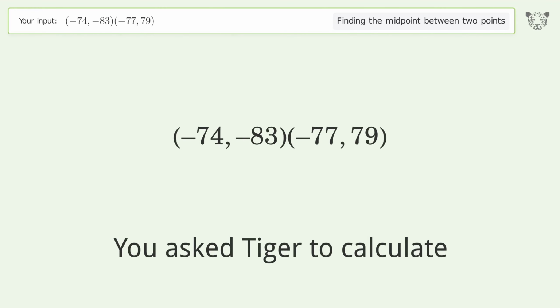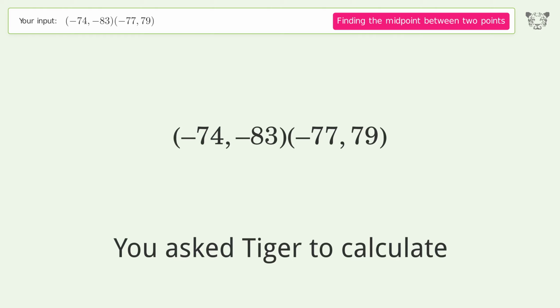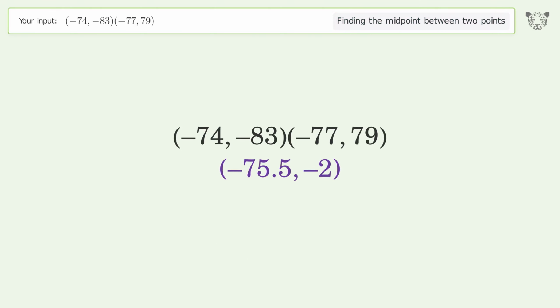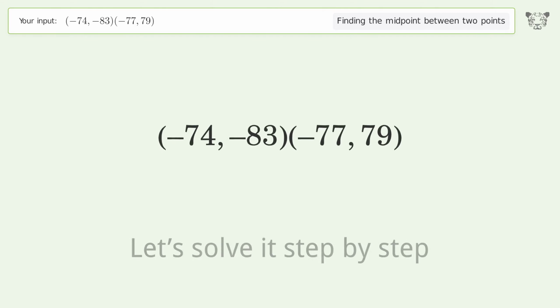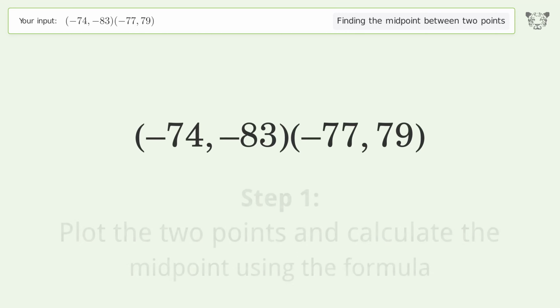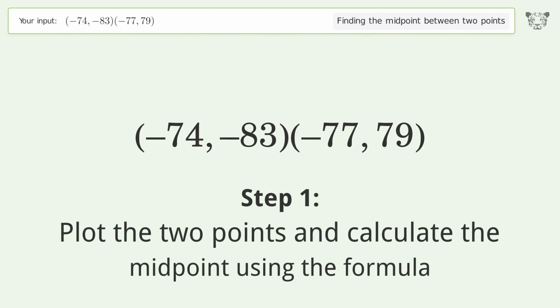You ask Tiger to calculate. This deals with finding the midpoint between 2 points. The midpoint between the 2 points is -75.5, -2. Let's solve it step by step. Plot the 2 points and calculate the midpoint using the formula.